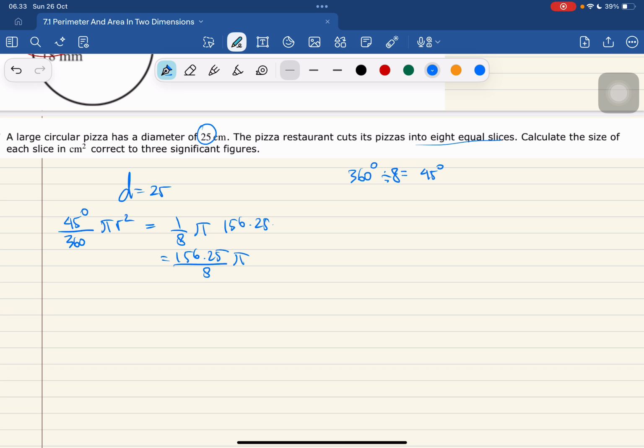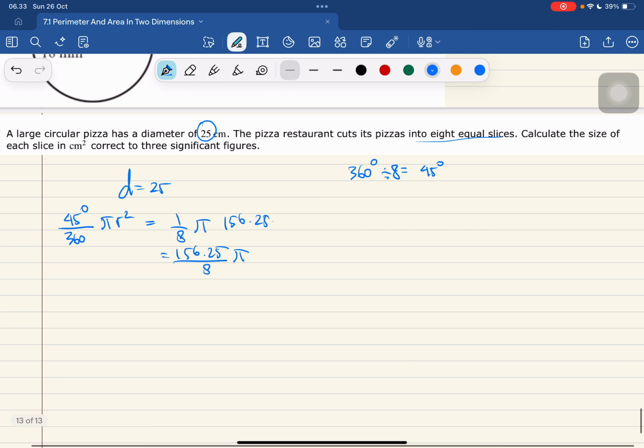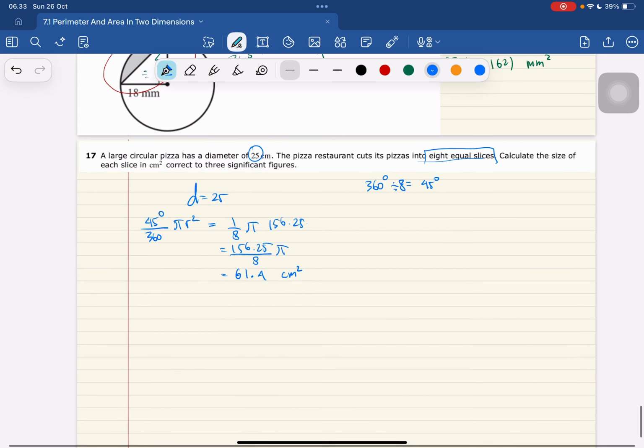Okay, so we got 156.25 with pi and divided by 8. So we round it to the correct significant figures, so it's going to be 61.4 centimeter squared for each pizza slice because this is equal. Okay, there it is. Thank you.